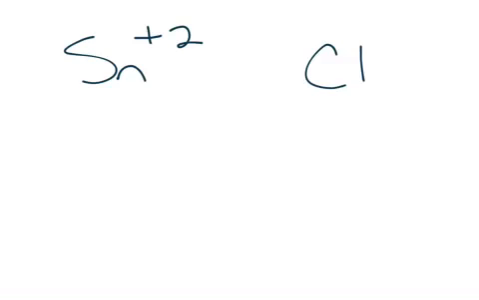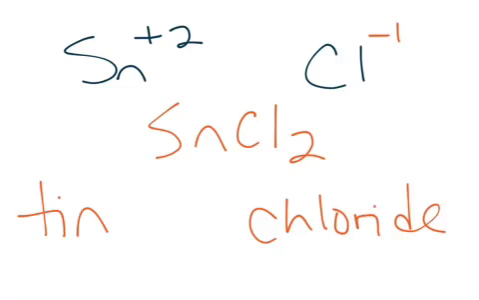So if we have a tin with a +2 charge and a chlorine, which is always going to be -1, then that means that we're going to have SnCl2. But we cannot leave the name tin chloride. We need to include that Roman numeral 2 since tin has multiple options.